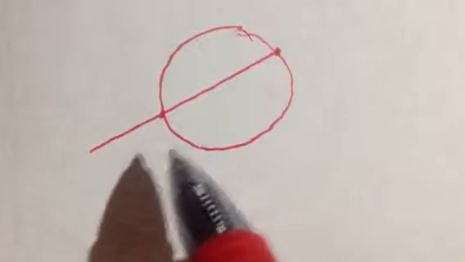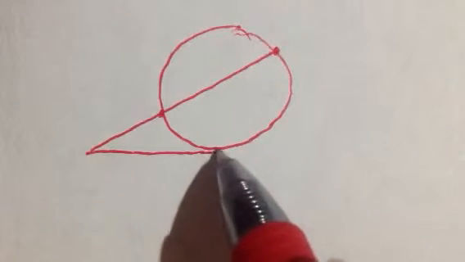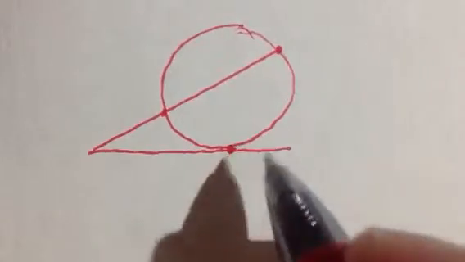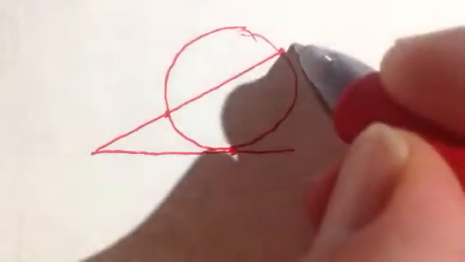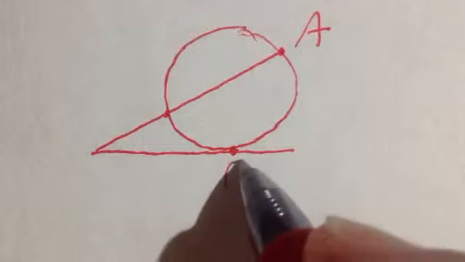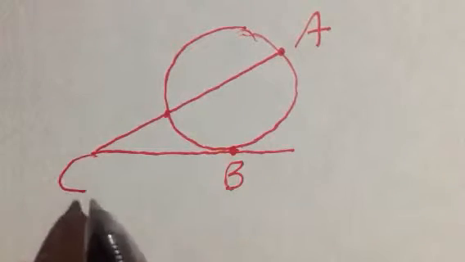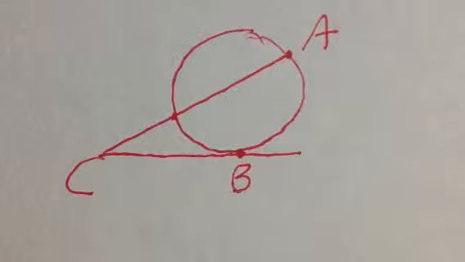Let me redraw the diagram in a slightly different way. We still will have the intersection of a secant and a tangent. Let's take a circle and let's draw a secant intersecting the circle in 2 points. Let's draw a tangent touching the circle at 1 point like that. And let me call this point A, let's call this point B, and let's call this point C. And let's see, what can we derive from this diagram?